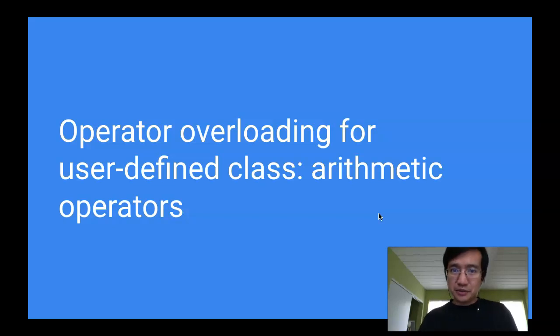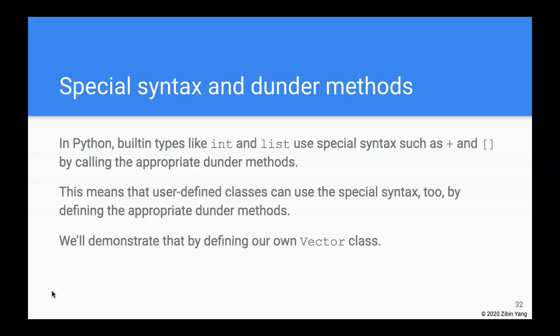I will talk about operator overloading for user-defined classes. In this video, we'll start with the arithmetic operators such as plus, multiplication, etc. We've already seen that in Python, the built-in types such as int and list can use special syntax such as plus and the square brackets, just by calling the appropriate dunder methods for those types, right?